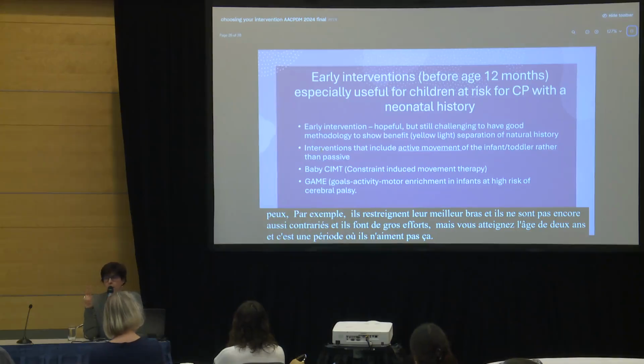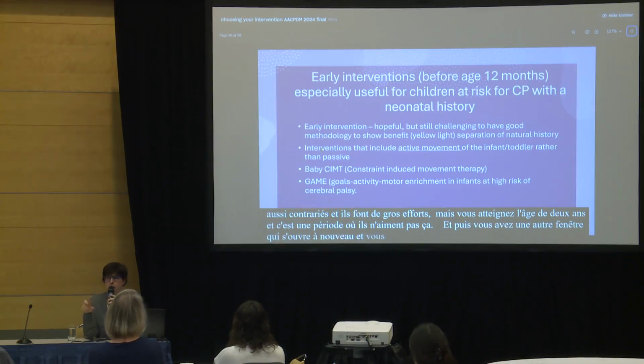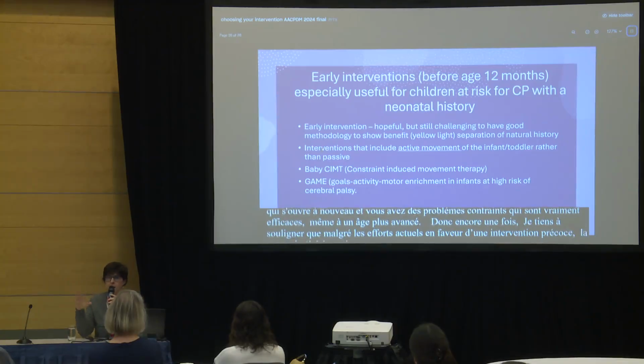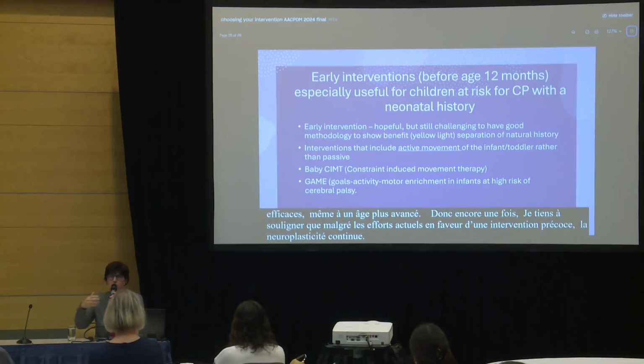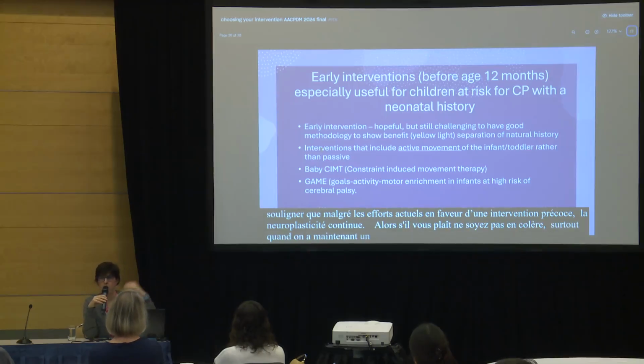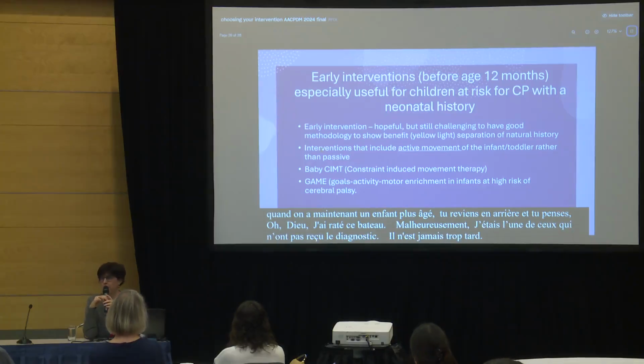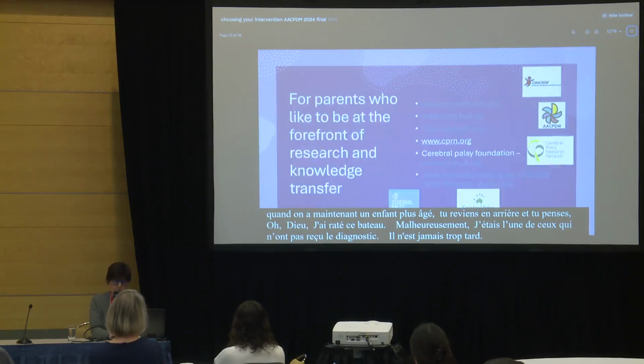So again, I want to emphasize that despite now the push for early intervention, neuroplasticity continues. So please don't be upset, especially when you have now an older child and you go back and you think, oh God, I missed that boat. Unfortunately, I was one of those who didn't get the diagnosis. It's never too late. Children's brains have plasticity beyond the age of 5, and we really see good outcomes.